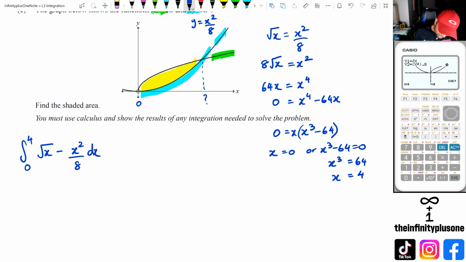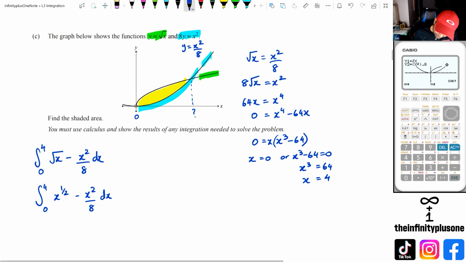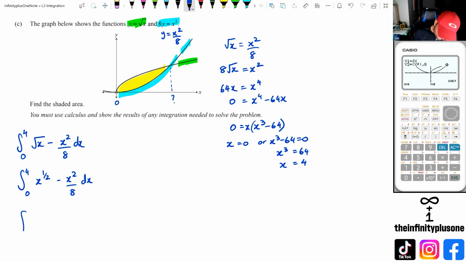Once we get that, we just need to integrate this. Actually, before integrating it, I just want to write this square root of x as x to the power of half minus x squared over 8 dx. So now when I integrate this, I'm going to get x to the power of 3 over 2 over 3 over 2 minus x to the power of 3 over 8 times 3. And all of this is between the limits of 4 and 0.